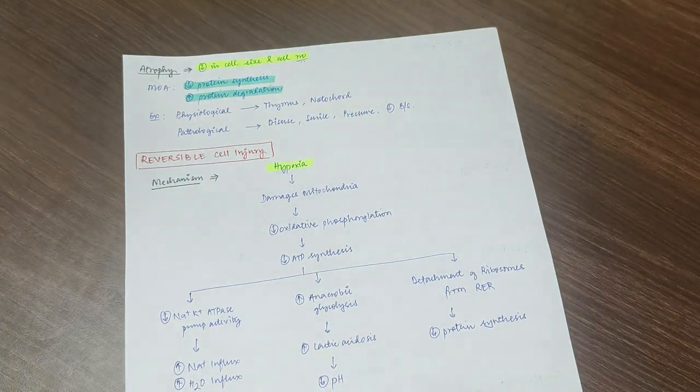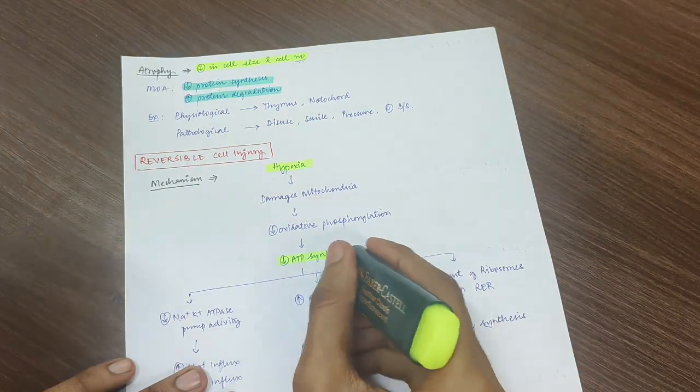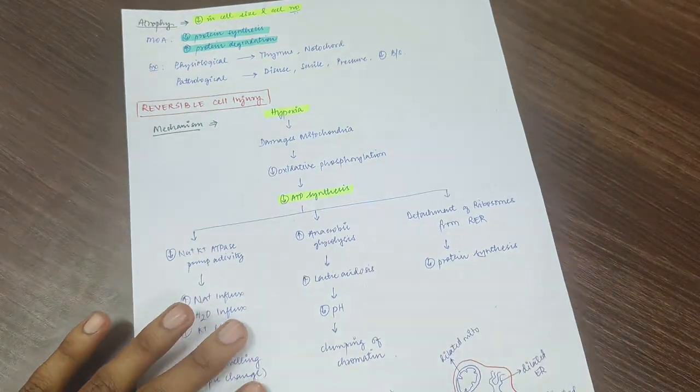What happens if hypoxia happens? There is damage to the mitochondria. Once the mitochondria is damaged, what happens? There is decreased oxidative phosphorylation. In biochemistry you have learned, right? Oxidative phosphorylation, the site is mitochondria. Since the mitochondria is damaged now, there is no oxidative phosphorylation. So what is the function of oxidative phosphorylation? It is ATP synthesis. Since there is no oxidative phosphorylation, there is decreased ATP synthesis.